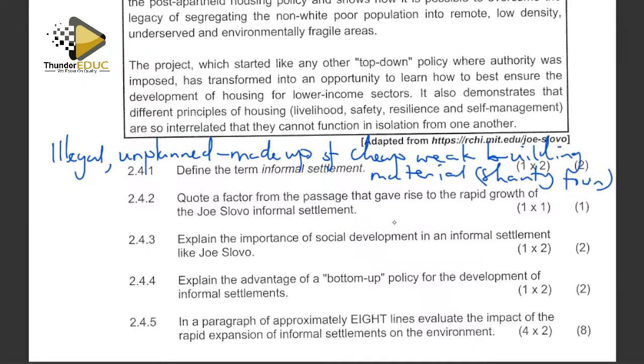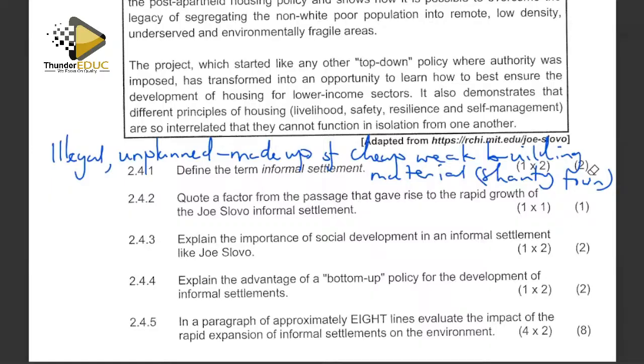So the settlement was not planned for, and the responsible authorities did not authorize the establishment of that settlement. That is why we are saying it's illegal. People occupy land illegally out of their own will and establish a settlement without the authorities' approval. That's an informal settlement. And for the same reason, those people cannot build proper structures. They just use cheap material, which is also weak, like plastic material, like zinc material, to make their own shacks and settle.